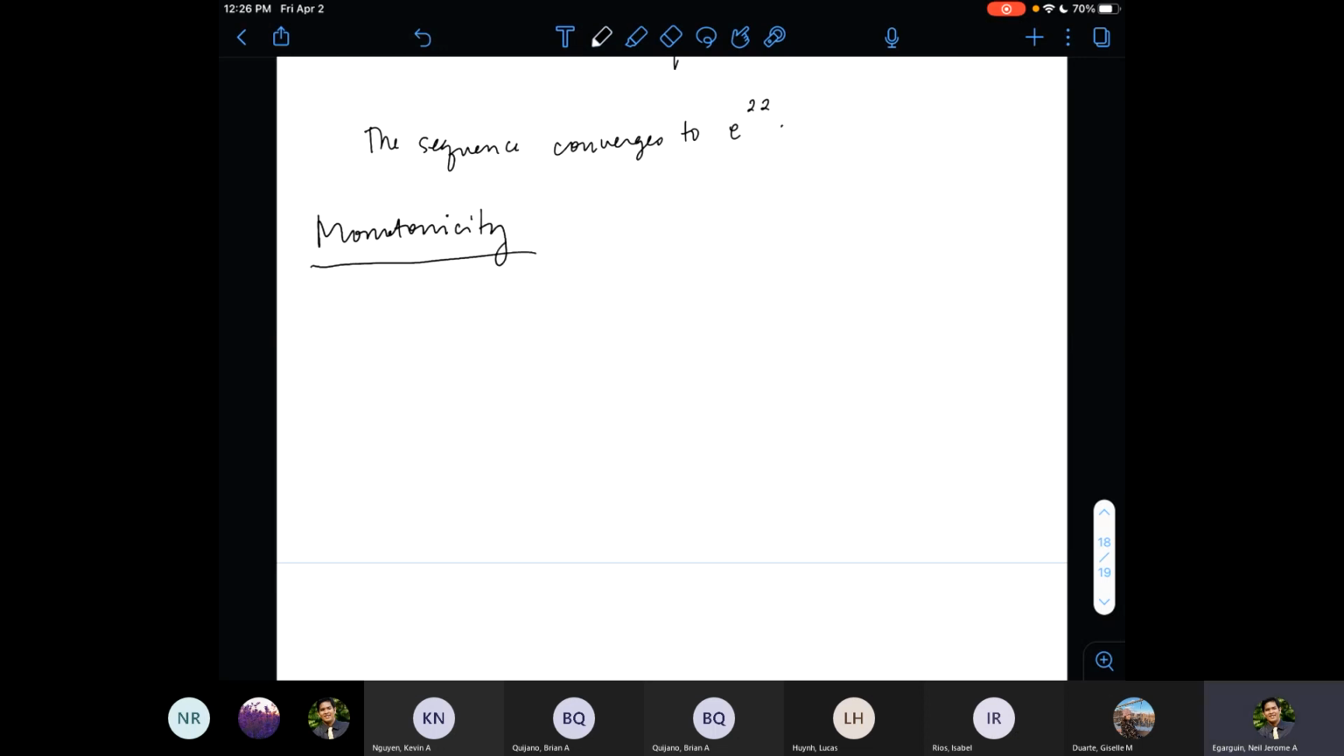Well, monotonicity just means that your sequence has a single behavior. It is either increasing throughout for all n's, that is a sub n is smaller than or equal to a sub n plus 1, or decreasing all throughout.